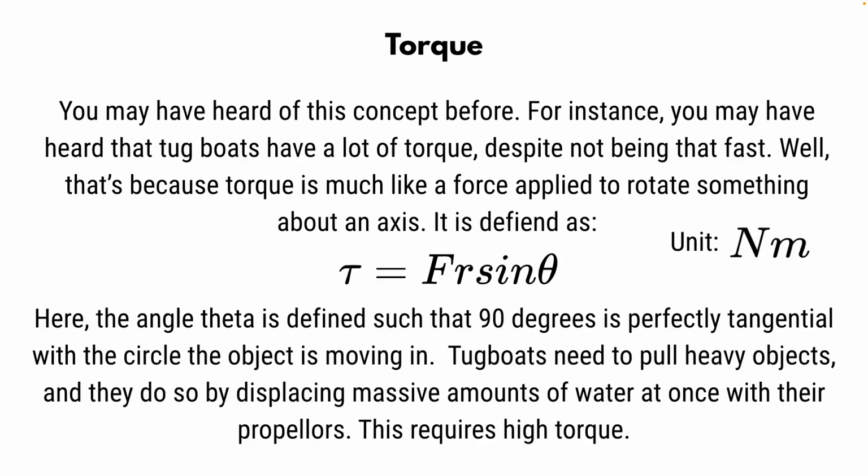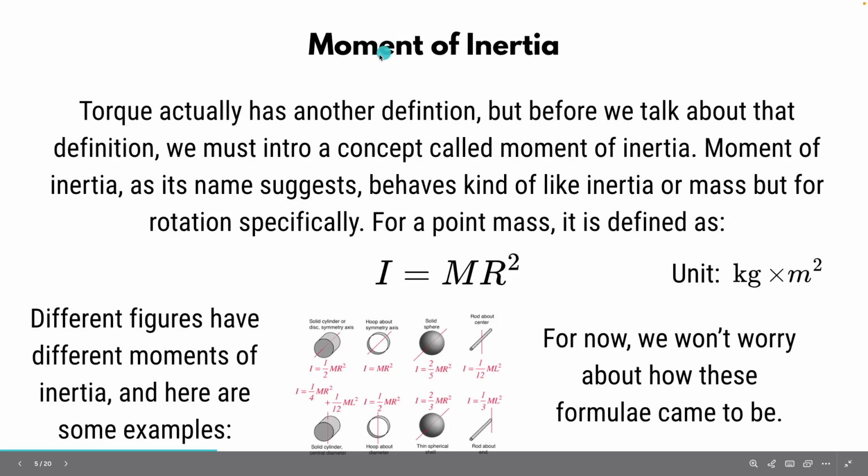Visualizing this, remember tugboats need to pull heavy objects, and they do so by displacing massive amounts of water at once with their propeller. To displace such a massive amount of water, we need a very strong rotational power, so it requires a very high torque. This will make more sense as we move on to moment of inertia.